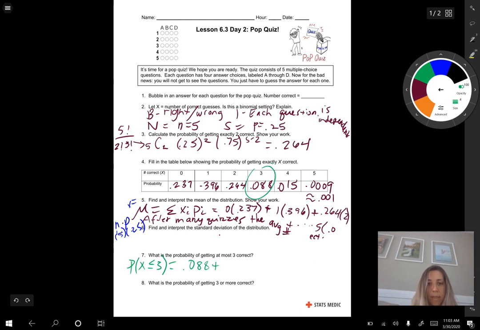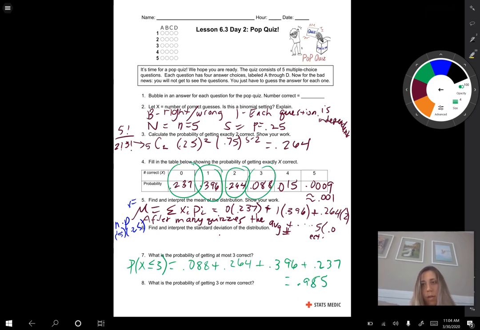So 0.088 plus 0.264 plus 0.396 plus 0.237. And that total equals 0.985. You could have also done it by subtracting off those other two if you prefer to do 1 minus those ones that I just underlined in orange, that's fine.